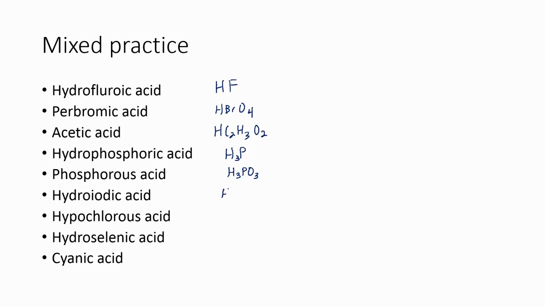hydroiodic, HI, hypochlorous would be HClO because it's the hypochlorite ion. So hypochlorous acid right there. Hydroselenic, so hydrogen selenide. That's minus 2, so that's H2Se. And cyanic. There's no hydro, but it's an acid of the cyanide ion. There we go. Voila.